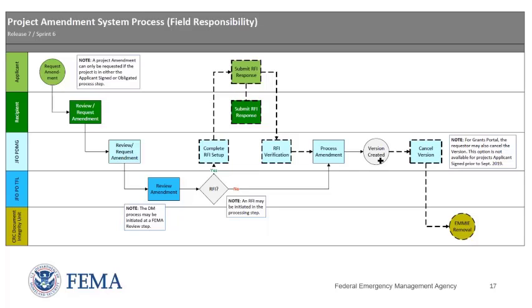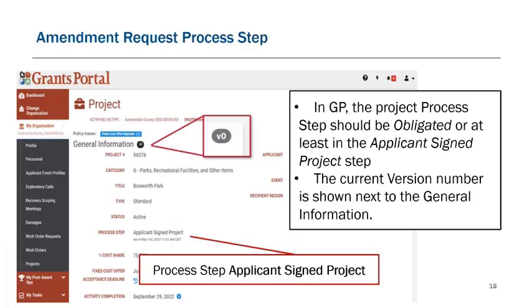And as part of EMMIE decommissioning, it is part of the plan to remove the last step on this chart. In Grants Portal, the project process step should be obligated or at least in the applicant signed project step. And the current version number is shown to the right of general information on the project page.